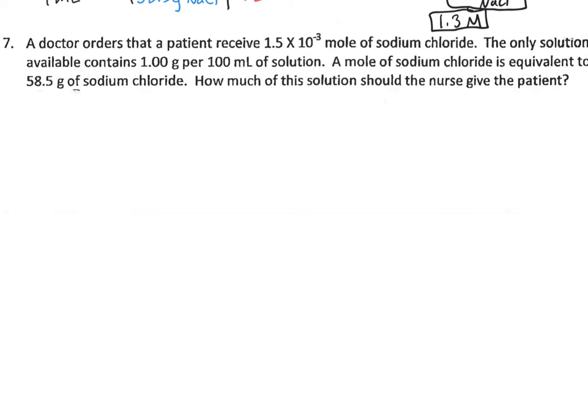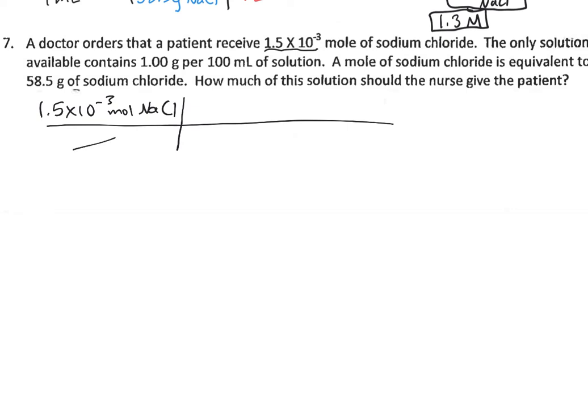So what I'm going to do is start with this 1.5 times 10 to the negative 3. Set up our t-table. 1.5 times 10 to the negative 3 moles of NaCl. Nothing on bottom here. I'm going to use my conversion that I used in the last problem. For every 1 mole of NaCl, I have 58.5 grams of NaCl. Now you'll notice that it's flipped here just to make sure that moles are canceling out properly.